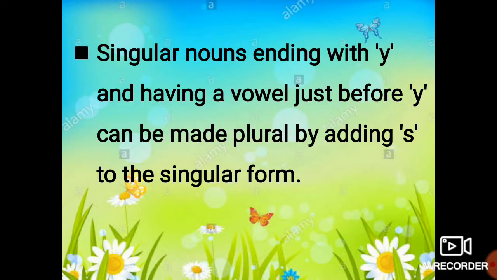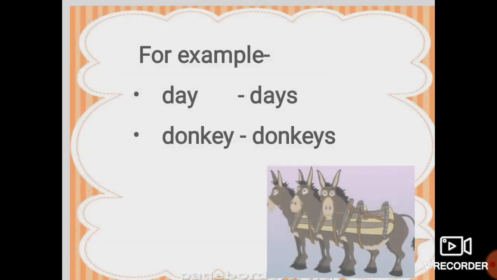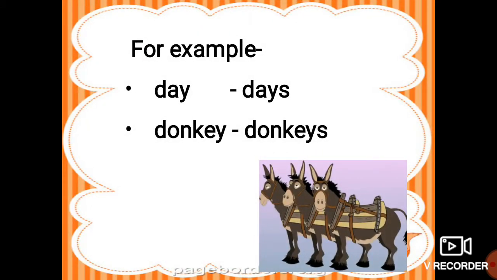Next, singular nouns ending with y and having a vowel just before y can be made plural by adding s to the singular form. For example, day becomes days, donkey becomes donkeys. So, as you can see in the given examples, the singular nouns are ending with y, and before y there is a vowel. So, such singular nouns can be made plural by adding s to the given singular nouns.